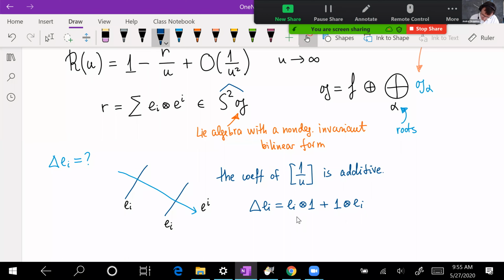This means in particular that the R matrix commutes with that, because the R matrix is supposed to put it in the opposite order. The opposite order here is the same, and so the R matrix commutes. This means the R matrix is invariant. In other words, R is G invariant.